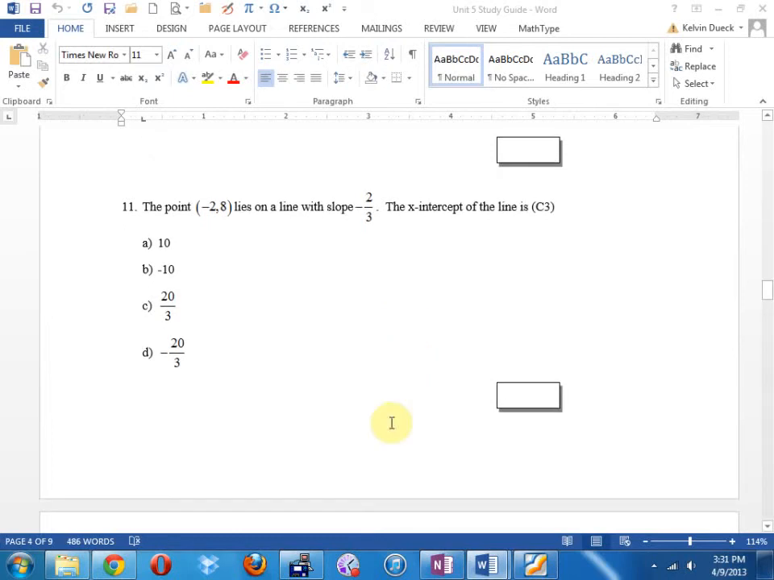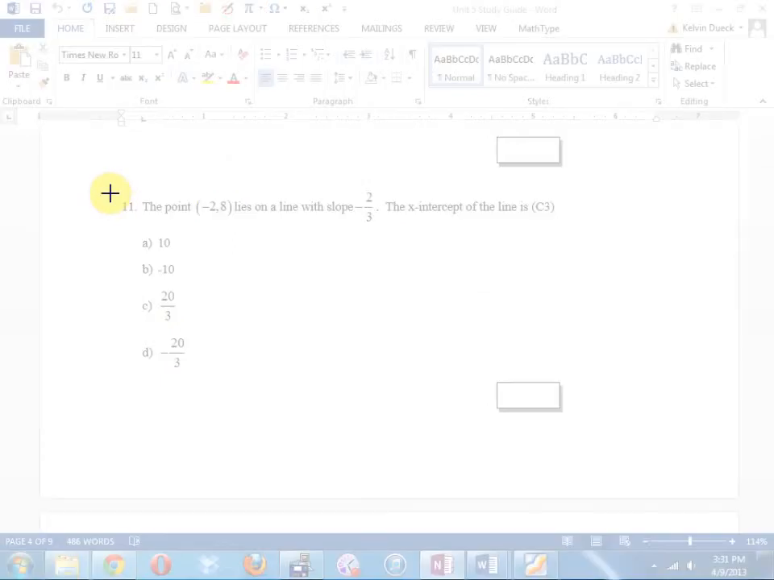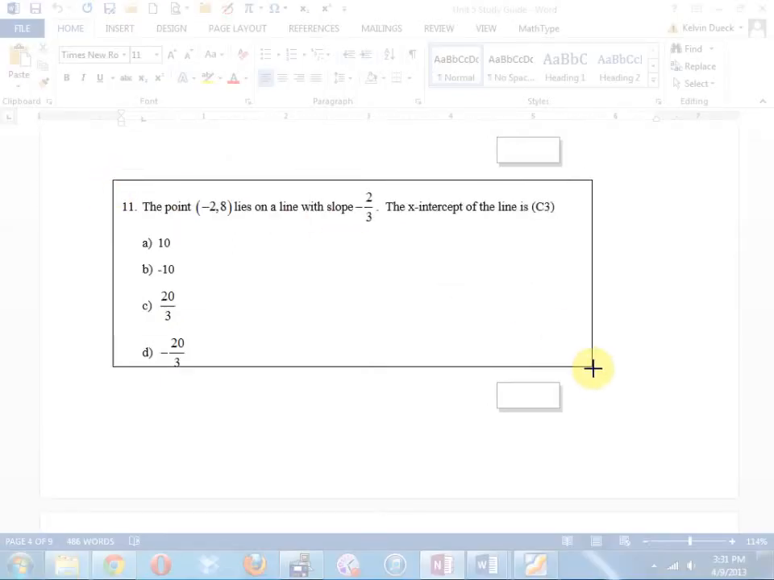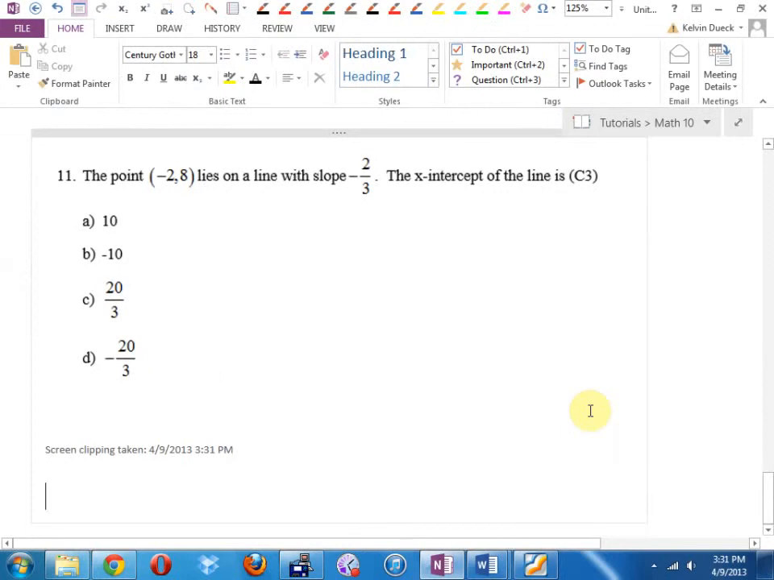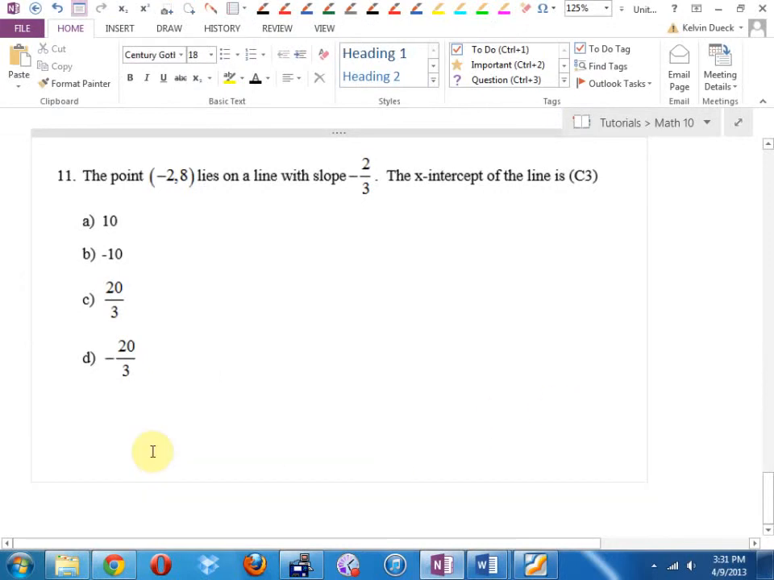Ready, Darian? Yeah, you sure, Darian? I don't know. Okay. What do they want me to find? The X-intercept. X-intercept of what? The line. I don't have the line. How do I find an X-intercept normally? Make the Y 0. Put a 0 in for y. But to do that, I need an equation, even though this question says find the X-intercept.